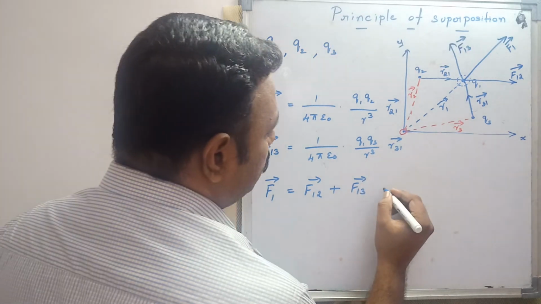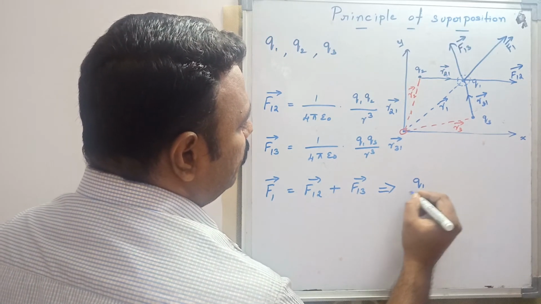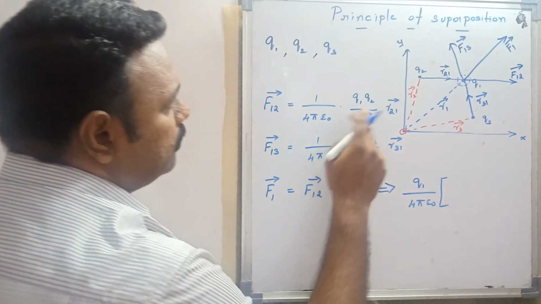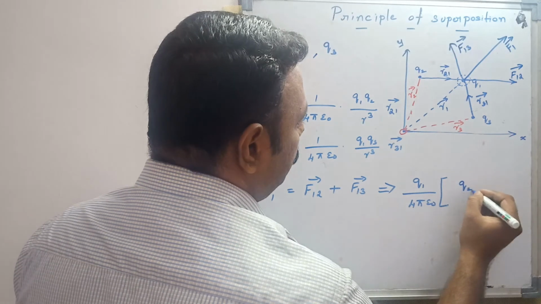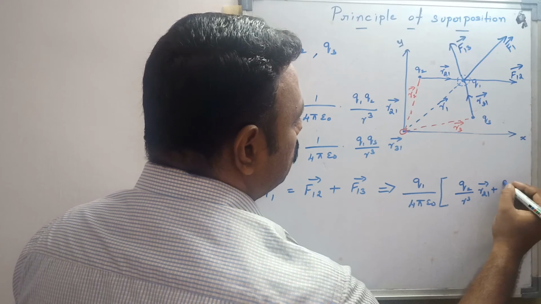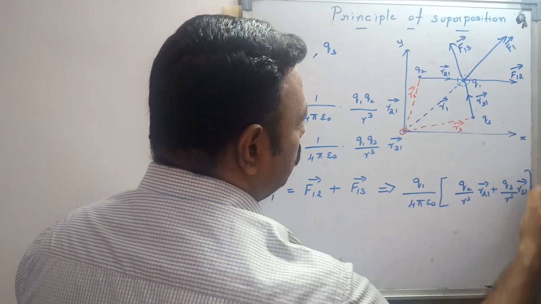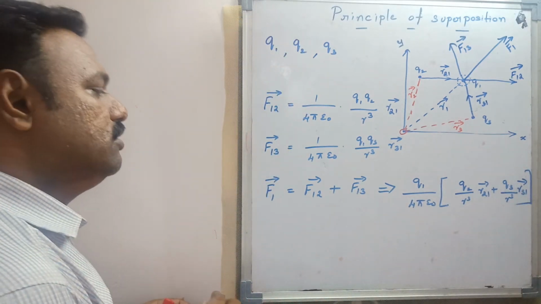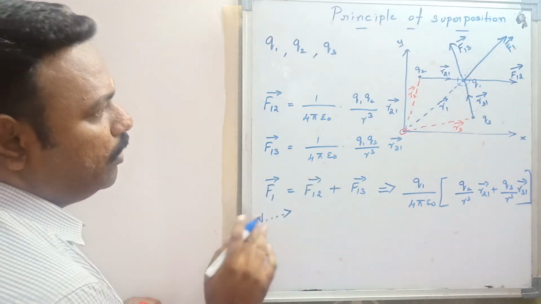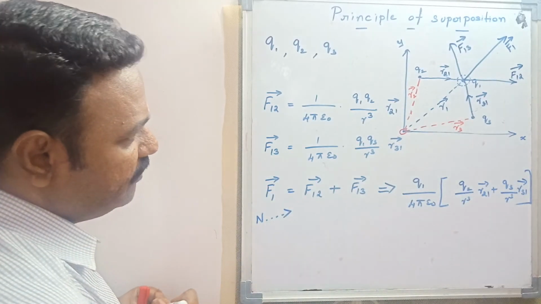So we can take the common terms outside, therefore we can write Q1 divided by 4 pi epsilon naught, inside the bracket, Q2 by r cube R21 vector plus Q3 divided by r cube R31 vector. So this is the equation. Suppose there are n number of charges, from 1 to n, then how will you make the equation? It's very simple. Here we got an equation for 3 charges.